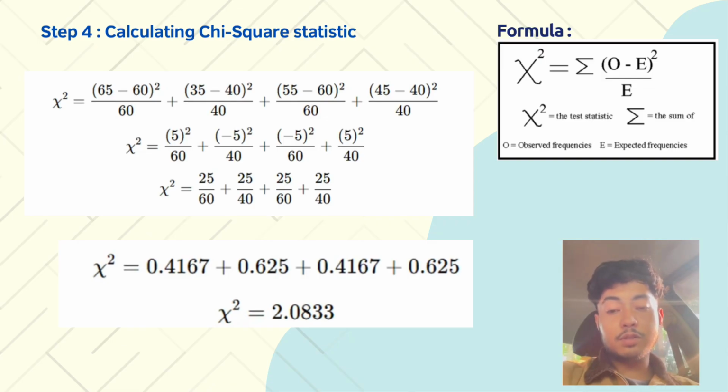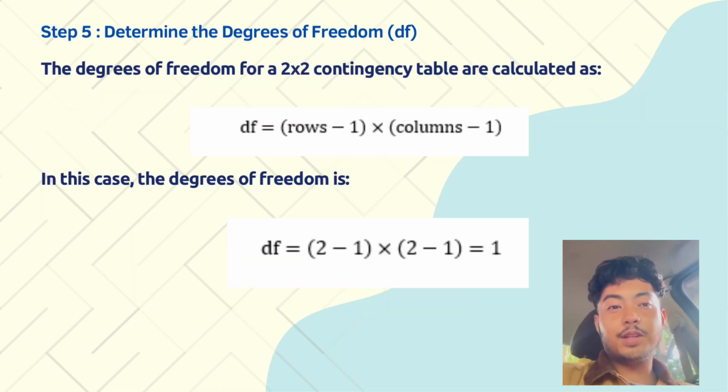So the calculation will continue step by step until we get χ² equal to 0.4167 plus 0.625 plus 0.4167 plus 0.625. So the final summation will be χ² equal to 2.0833. So for step 5, we need to determine the degrees of freedom. The degrees of freedom will later be used in step 6 to find the exact critical value for the data.